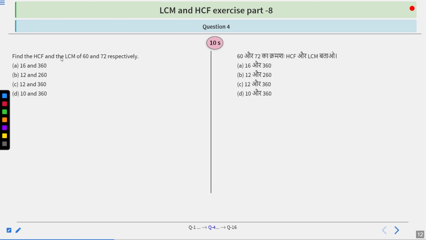Find the HCF and the LCM of 60 and 72 respectively. Options are 16 and 360, 12 and 260, 12 and 360, and 10 and 360. These are the options.